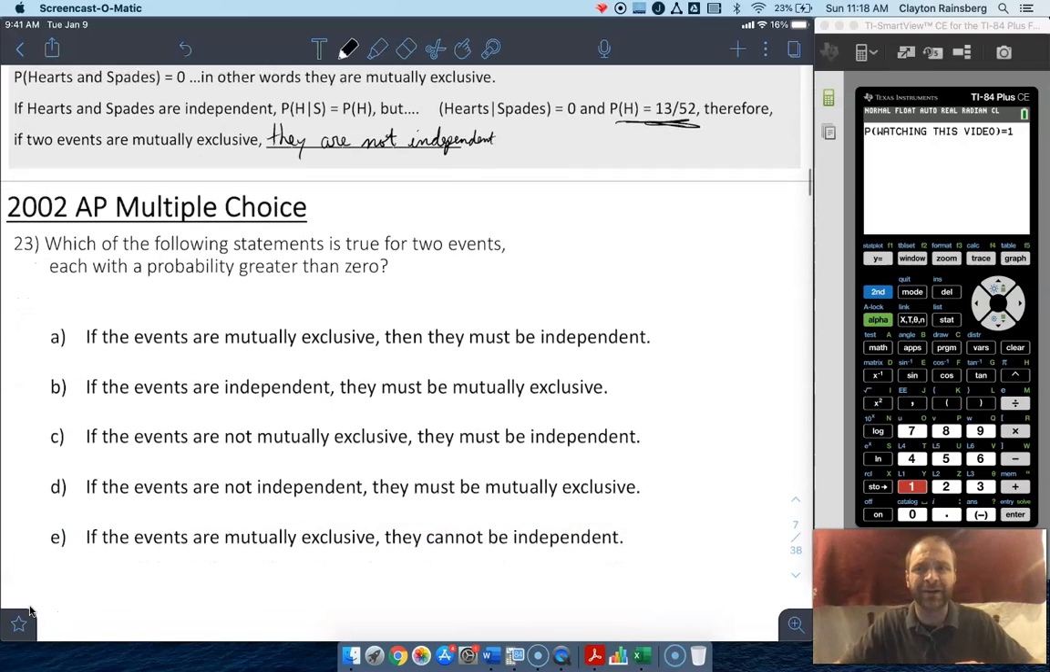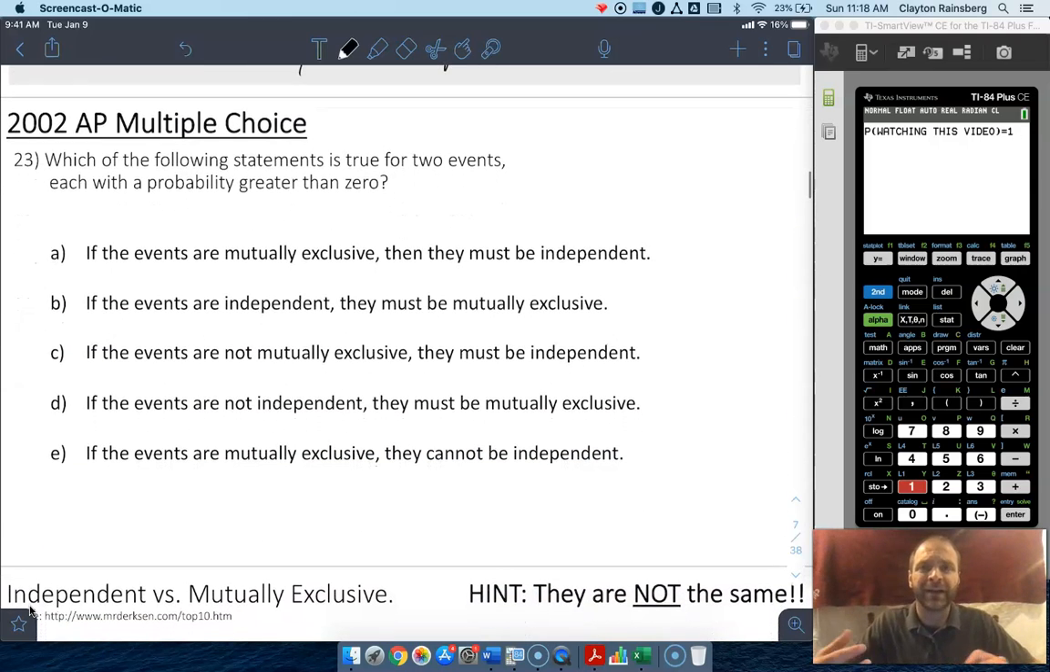Now here's an example from 2002. It was a multiple choice problem on the AP exam. It says, which of the following statements is true for two events, each with a probability greater than 0, which means they have a chance of occurring? A, the events are mutually exclusive, then they must be independent. And notice, this right here is kind of what we've been saying for the past 5 minutes, is they do not mean the same thing. And we just proved mathematically that mutually exclusive and independence are not equal to each other.